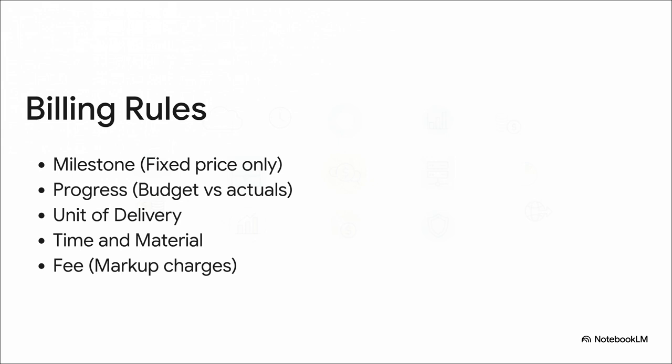You hit a specific date or deliverable, you bill. Simple. Then there's progress billing, where the system figures out the percentage of completion based on your budget versus actuals. Unit of delivery is exactly what it sounds like, billing based on specific quantities delivered. And of course, standard time and material lets you control exactly which categories are chargeable, right from the contract level.